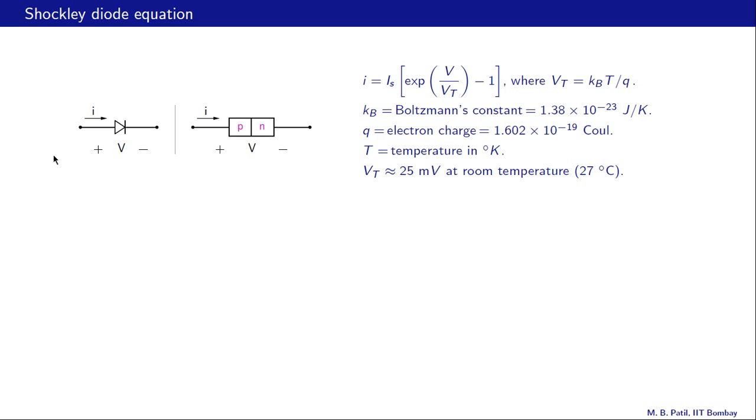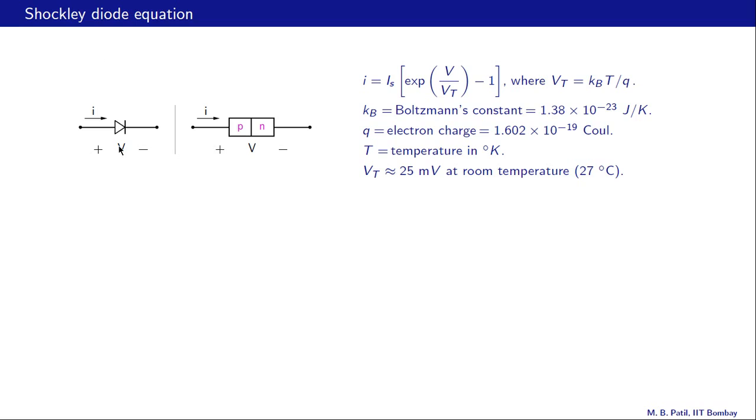What we have looked at so far is the ideal diode model. And now let us look at a more physics-based diode model, namely the Shockley diode model. Shockley, of course, was one of the inventors of the bipolar junction transistor, as we have seen in the history of electronics lecture.